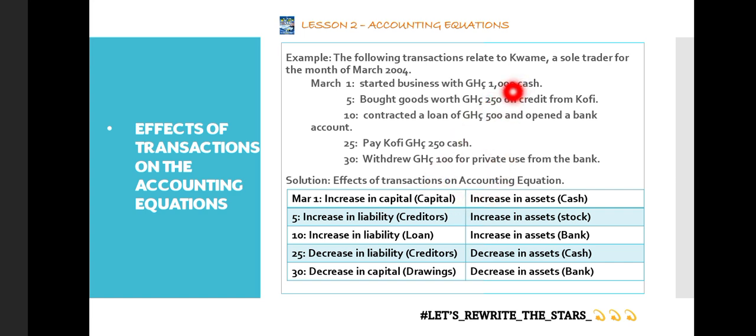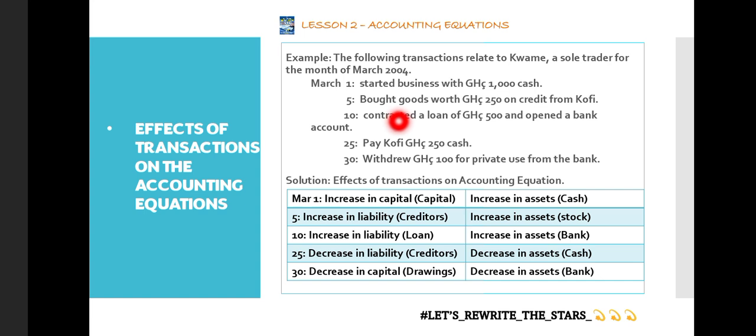And then after that increase, we got some items into the business. And those items we got were the stock, which is the goods we went to buy. So now our stock, or the goods within the business, is also going to increase from zero to 250 Ghana cedis value of goods. I hope the second, or the 5th March, transaction is also understood. Now let's move on to the 10th March transaction.